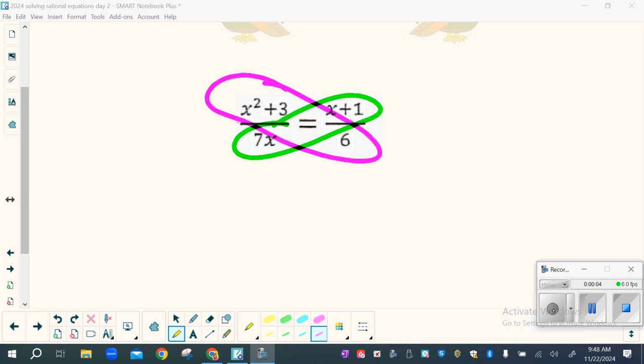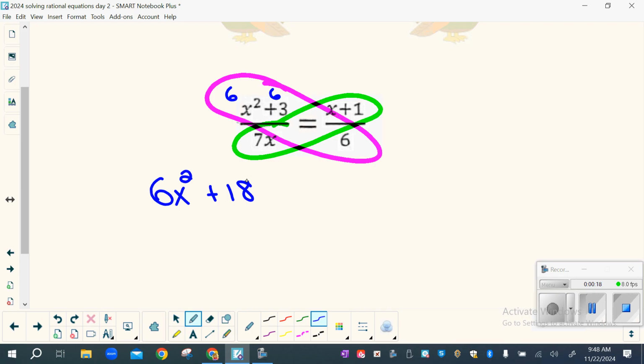So one more time, a little bit of cross multiplying here, right? We're going to take the 6, and the 6 is going to go to here and to here. So we're going to get 6x squared plus 18. And then we're going to take that 7x, and it's going to go here and here, right? Boom, and right there, equals 7x squared plus 7x.